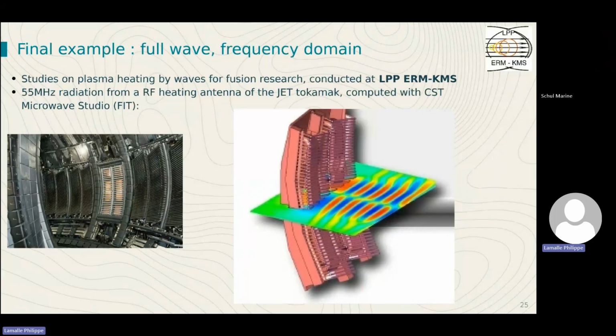And then I will conclude with an example from our research here at Plasma Physics Laboratory at FEM KMS. We study the radio frequency heating of plasmas, which are the ionized gases which are used in fusion research. And so we specialize in the design and modeling of these antenna systems. This is just an example of a simulation of one of the antennas of the JET tokamak.